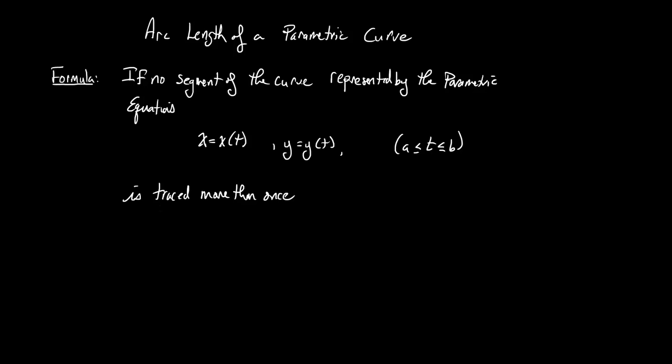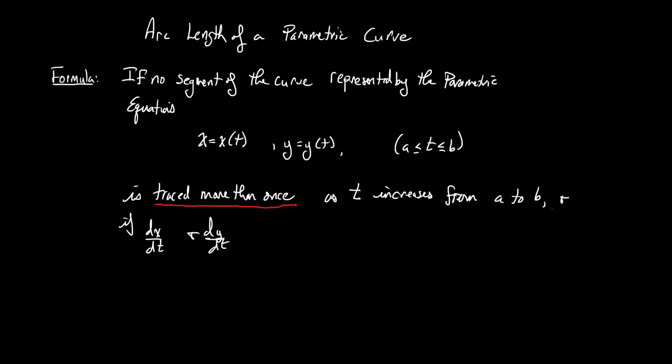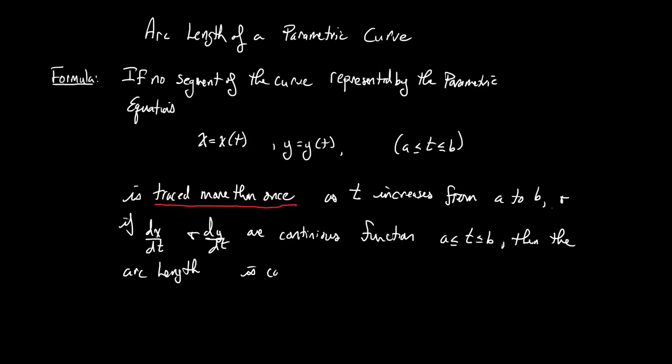Now I'm going to underline this in red: is traced more than once as t increases from a to b, and if dx over dt and dy over dt are continuous functions from a to b, then the arc length is calculated by this formula.